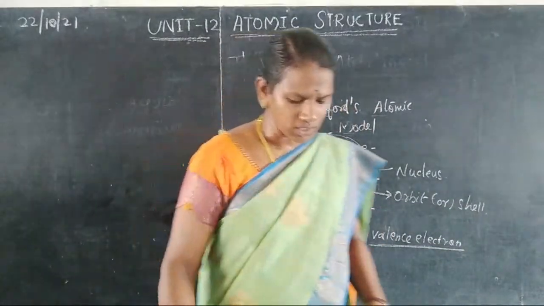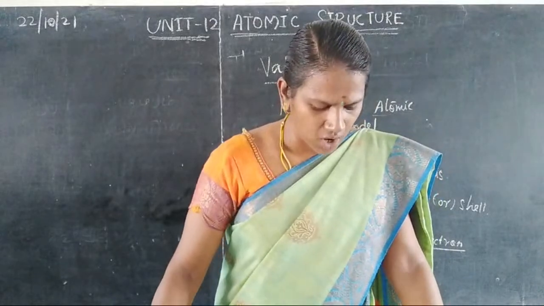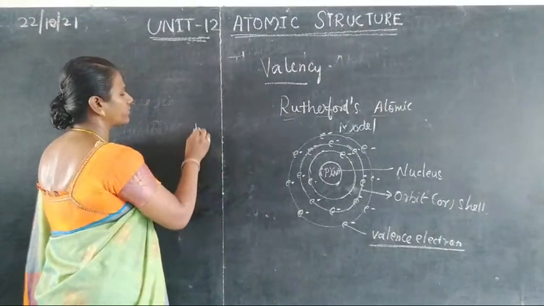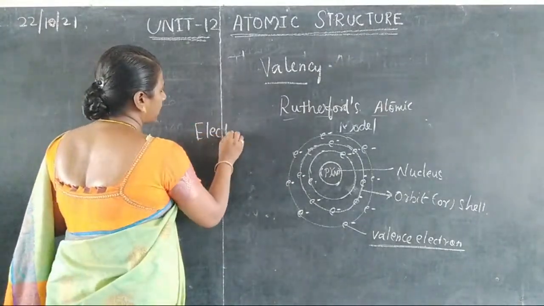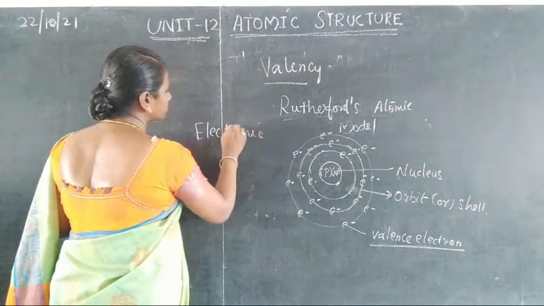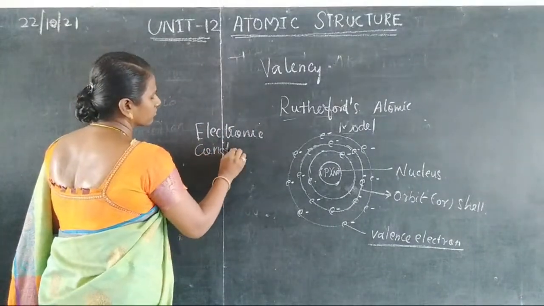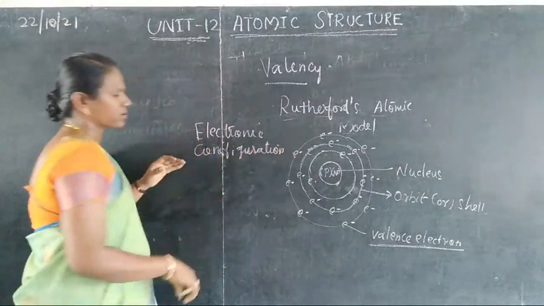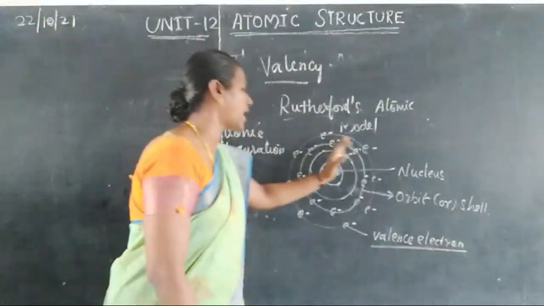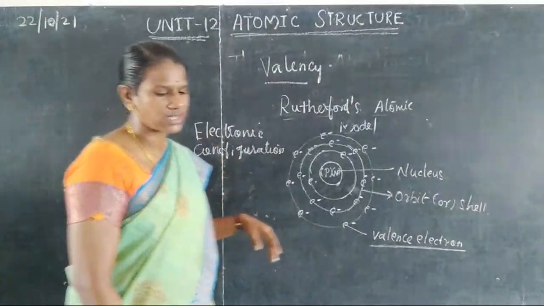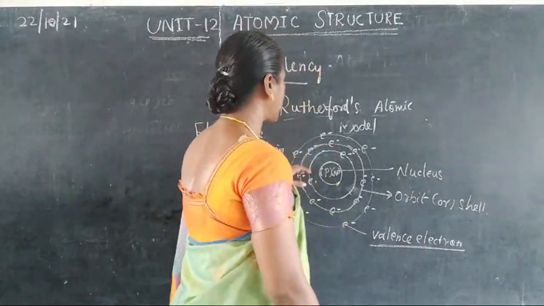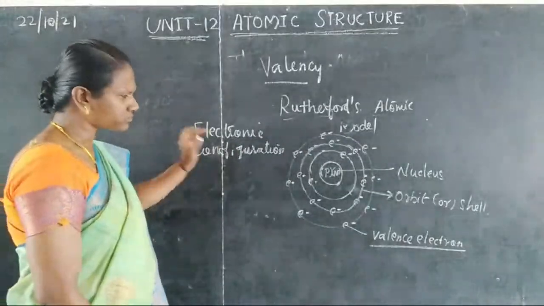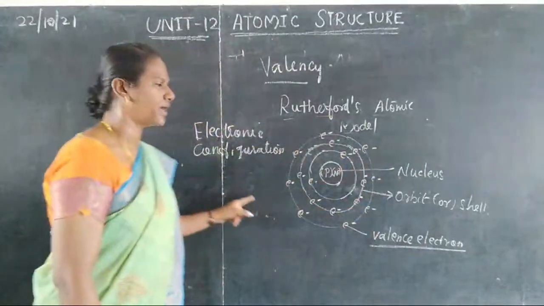The arrangement of electrons in the orbits is known as electronic configuration. And what is electronic configuration? It is nothing but the arrangement of electrons in an atom. Actually, there are four main orbits in the atom.